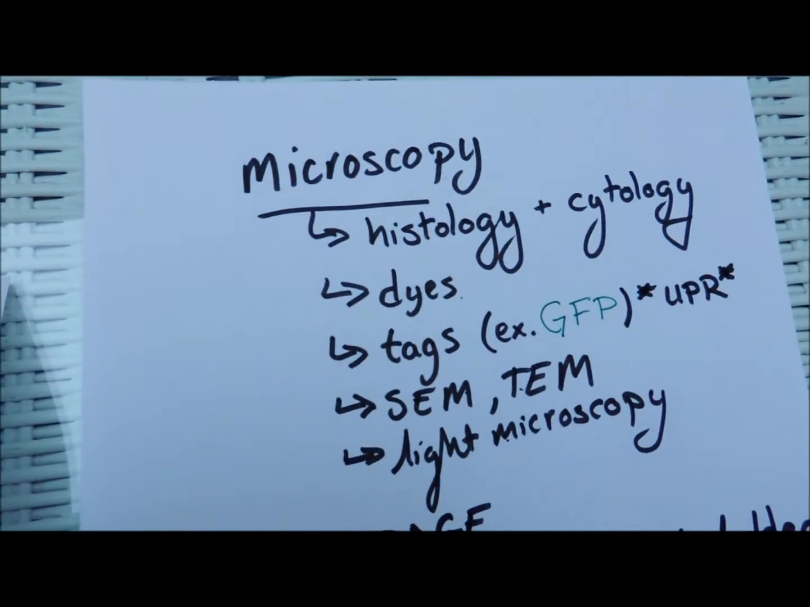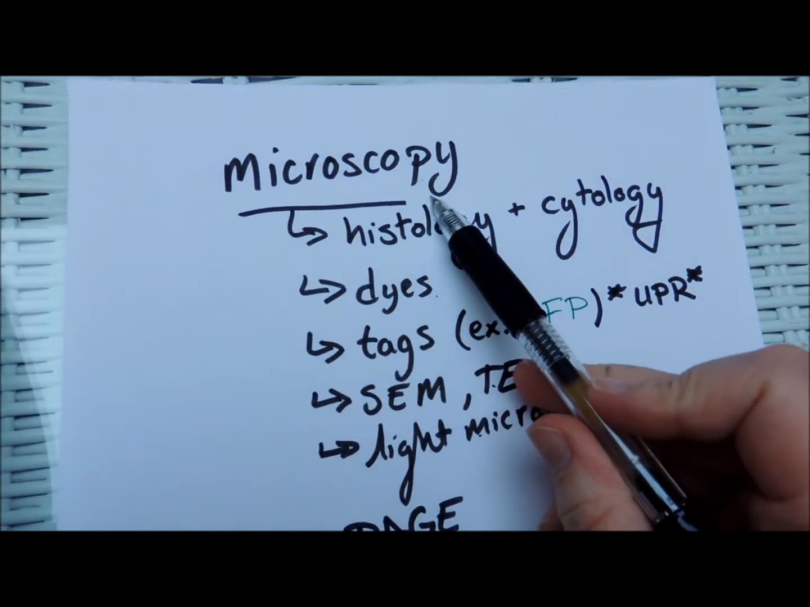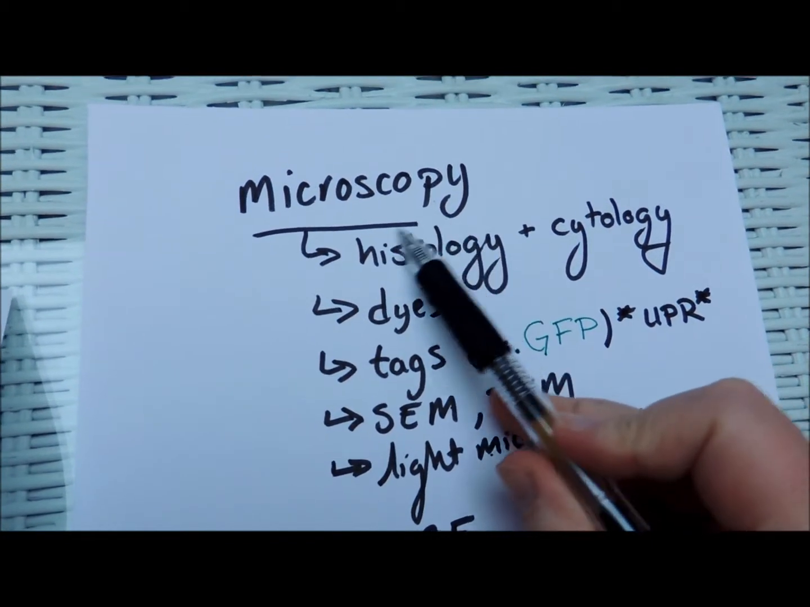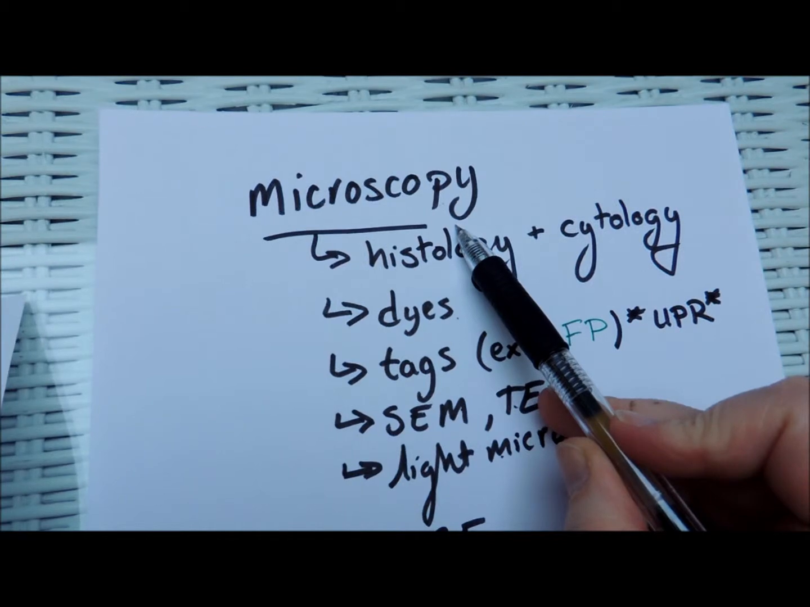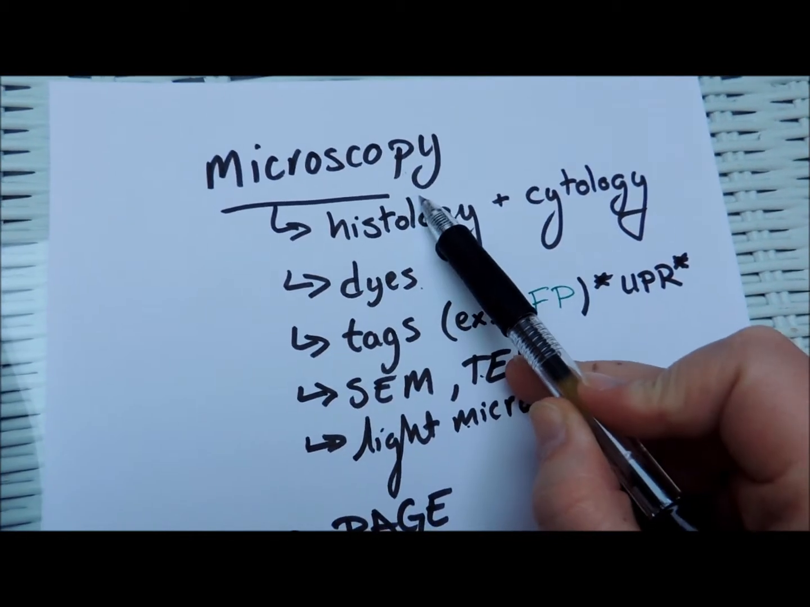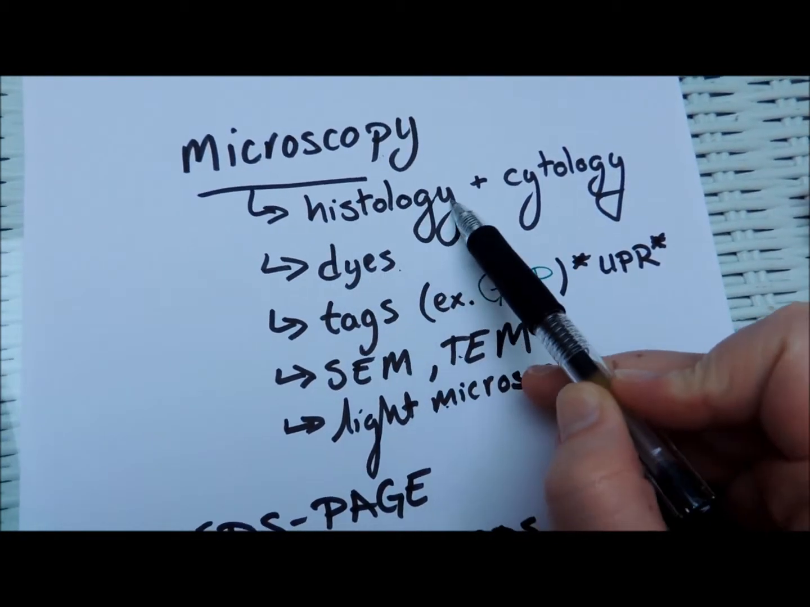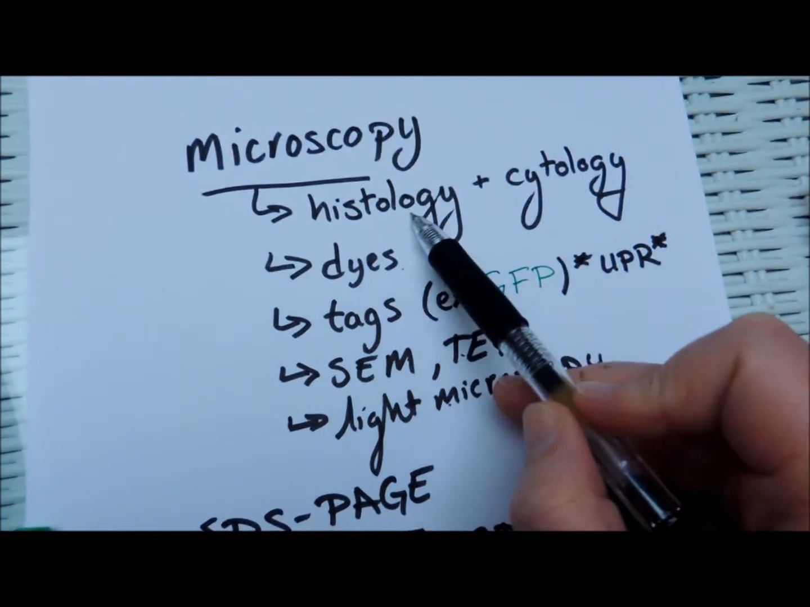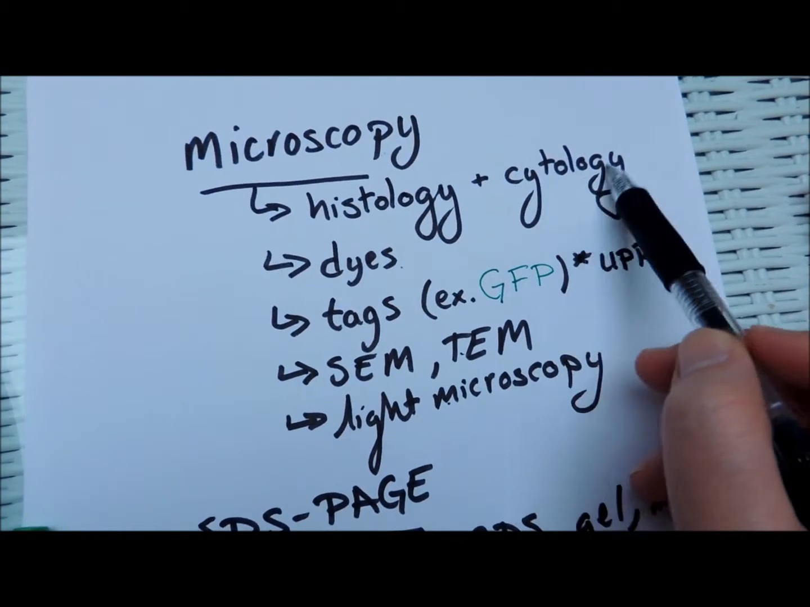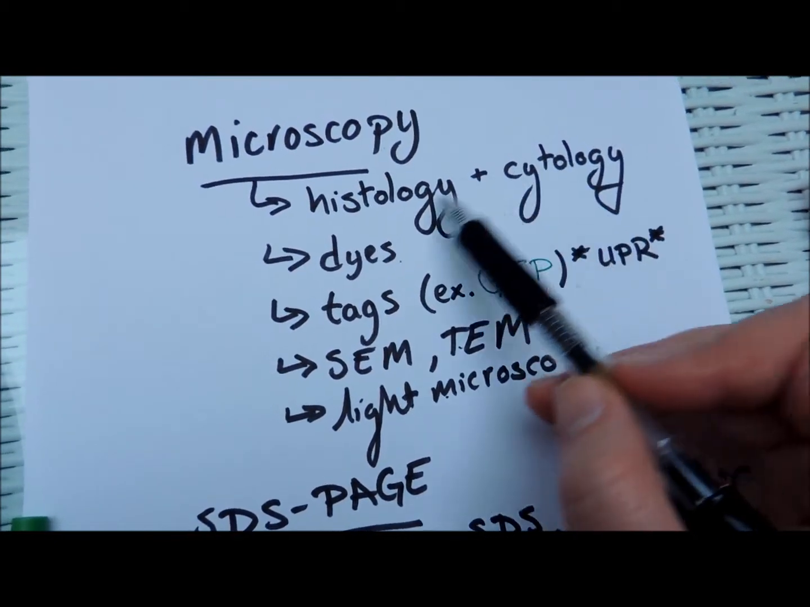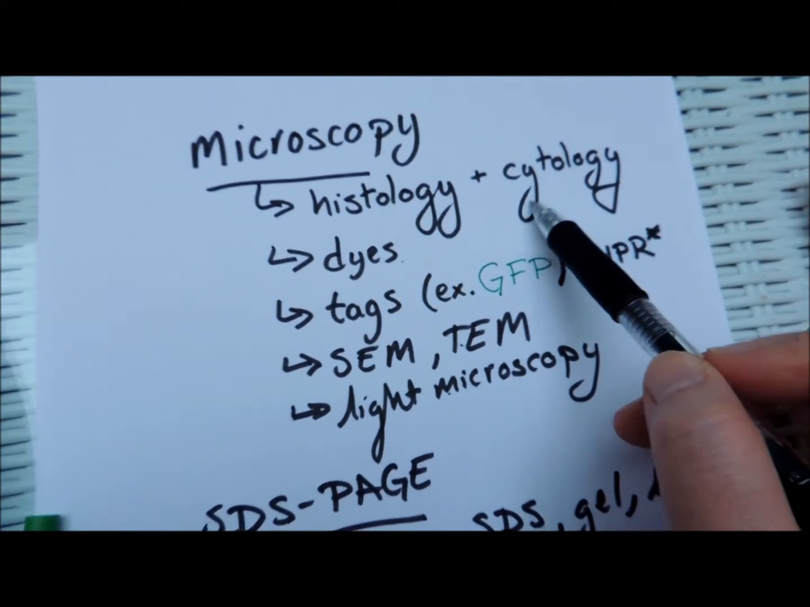So let's review what we've talked about today. When you're studying small bio, we can use microscopy. It's a very, very powerful tool to look at life on the tissue level, which we call histology, or at the cellular level, which we call cytology. Very often they're clumped together.